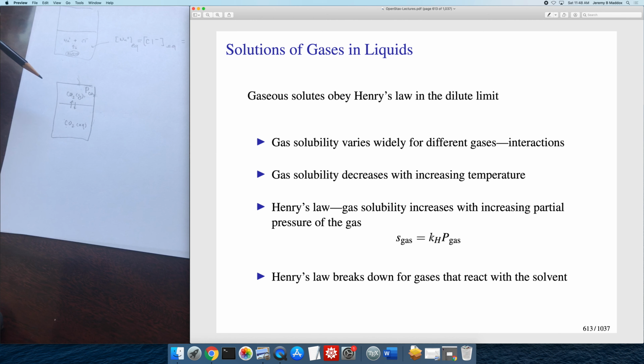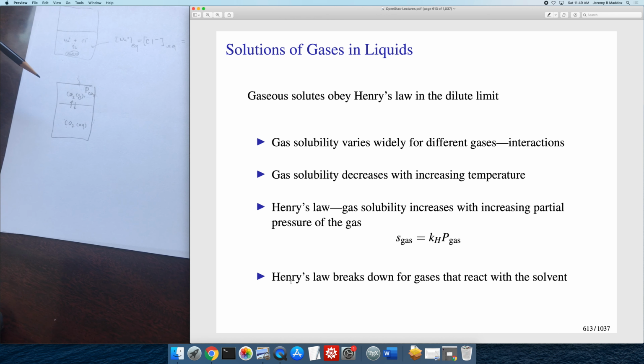KH here is called the Henry's law constant. It's the proportionality factor between the pressure of the gas and the solubility of the gas. The units of K depend upon what the units of S and the units of P are, but it's going to be a concentration divided by a pressure.